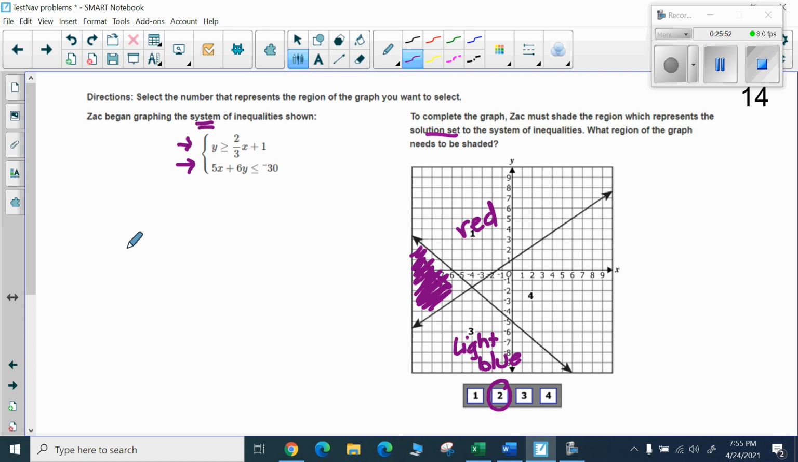On our Canvas page, on the SOL review info, there is going to be a page about inequalities that will explain this, and Ms. Oliver and I are going to also teach it to you in class a little bit.